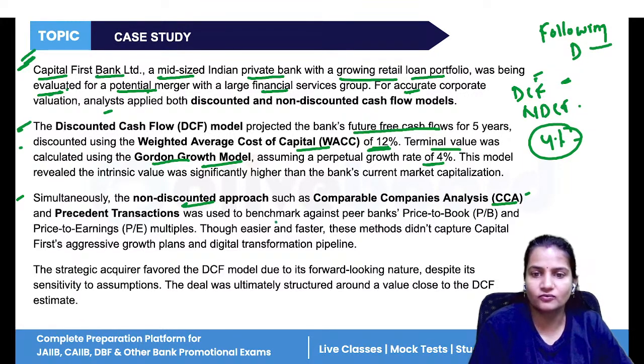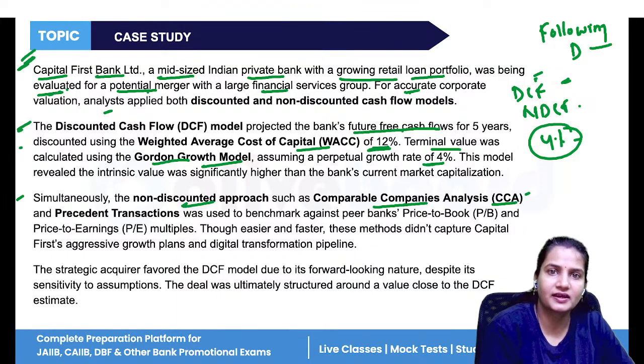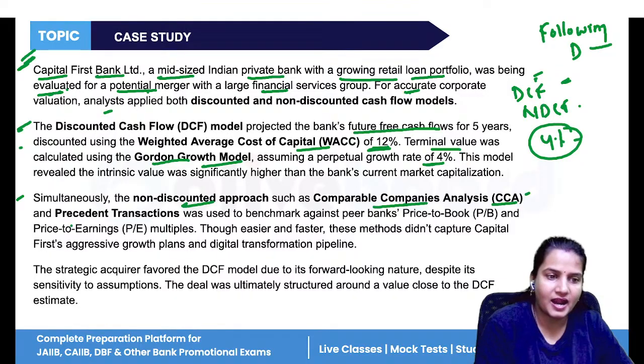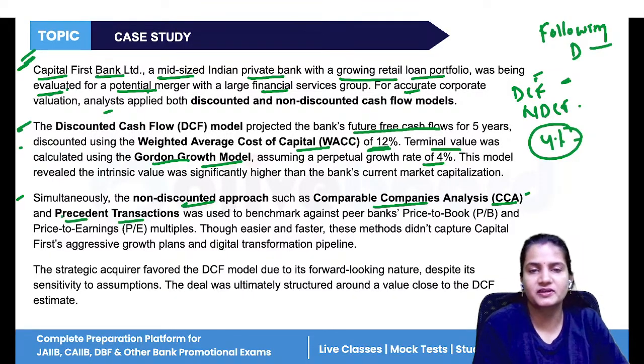So, non-discounted approach, one method is comparable companies. The same when you are comparing your company, your bank with another company or bank. And precedent transactions means the old transactions, the previous transactions. It was used to benchmark against bank to book.